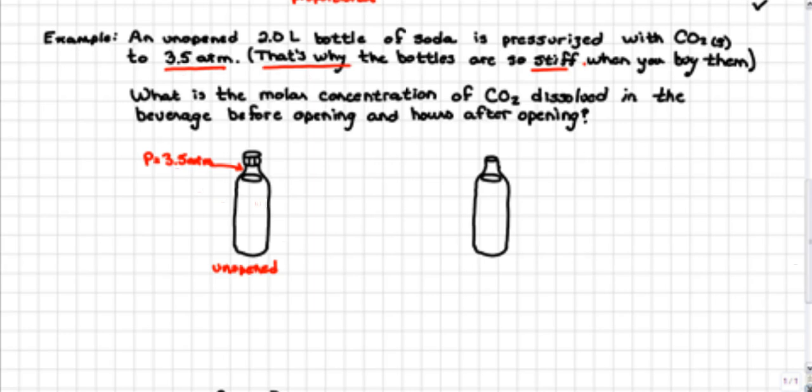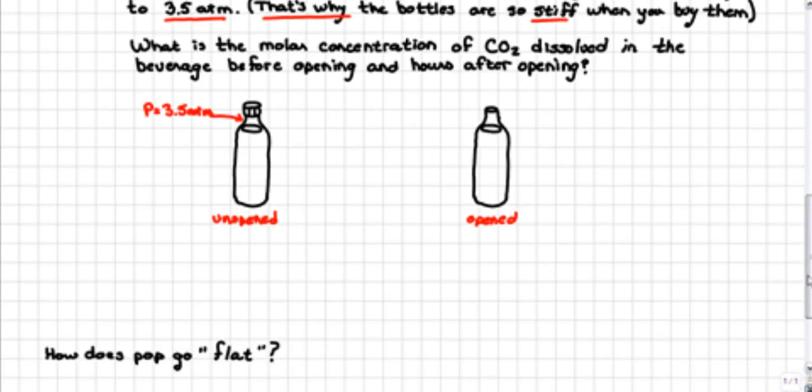Now, the question is, what is the molar concentration of the carbon dioxide dissolved in this beverage container before it's opened and hours after it's opened? And that's what I have over here on the right. You can see that in this particular case, the cap is gone, and we'll have to consider a different set of circumstances as we determine how much carbon dioxide has actually been dissolved in that case. All right, so let's take a look at this new, unopened bottle of beverage, where we're going to determine how much carbon dioxide has actually been dissolved in this container.